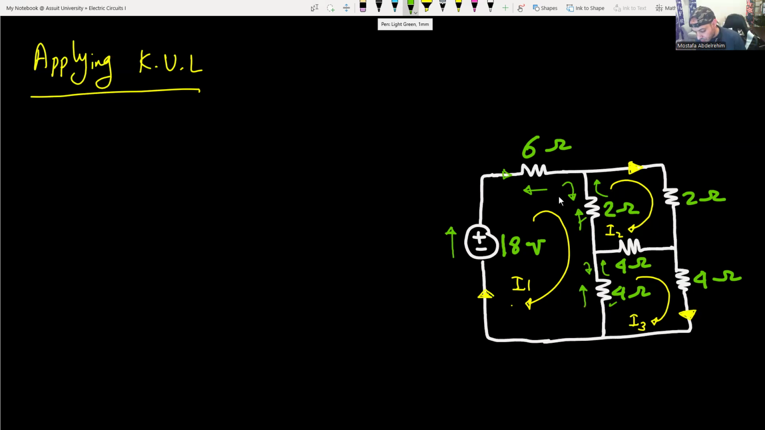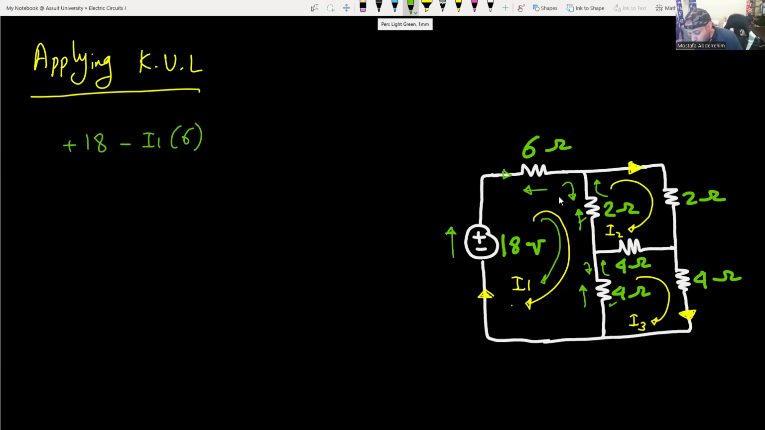This direction here is the loop or mesh direction. Whatever voltage is in the same direction will be positive, whatever voltage is in the opposite direction will be negative. So 18 volt in the same direction will be positive 18 volt. Now the 6 ohm voltage is opposite, so it's minus, and the current in 6 ohm is I1, so minus I1 multiplied by 6.